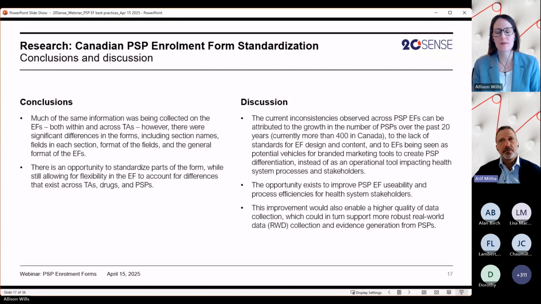So the opportunity exists to improve PSP enrollment form usability and process efficiencies for the health care system stakeholders. This improvement would also enable a higher quality of data collection, which could in turn support more robust real-world data collection and evidence generation from PSPs. The enrollment form is the key vehicle to collect baseline data for patients, and making sure it's legible, accurate, and has no missing data is really important for collecting that baseline information for real-world data studies.